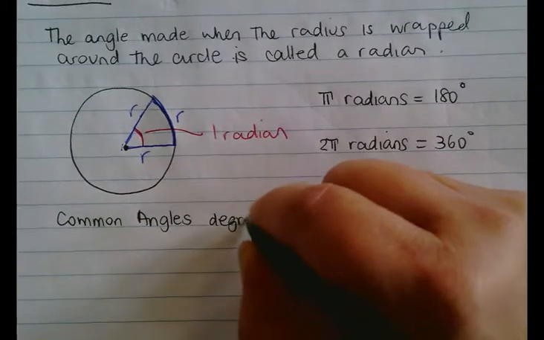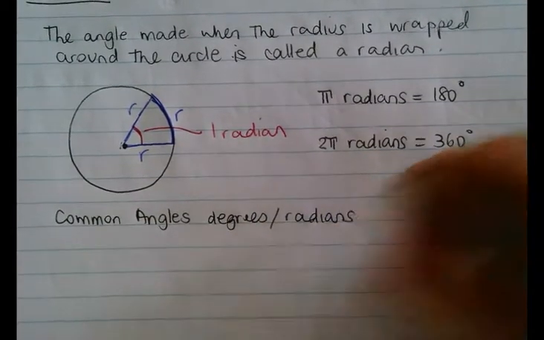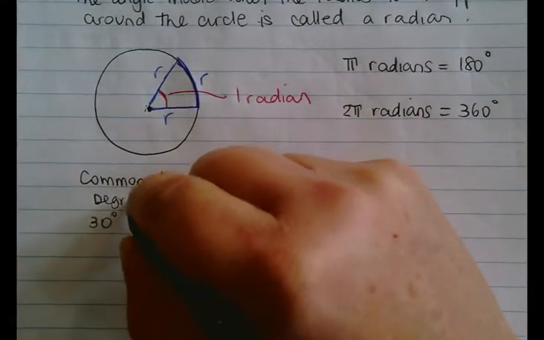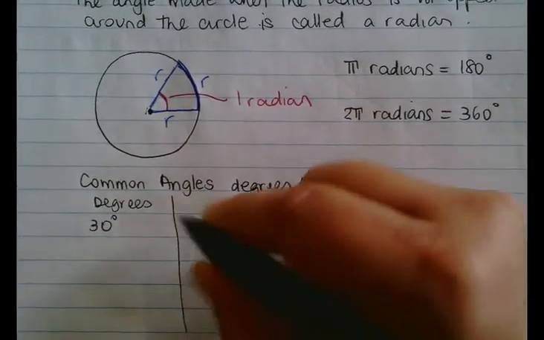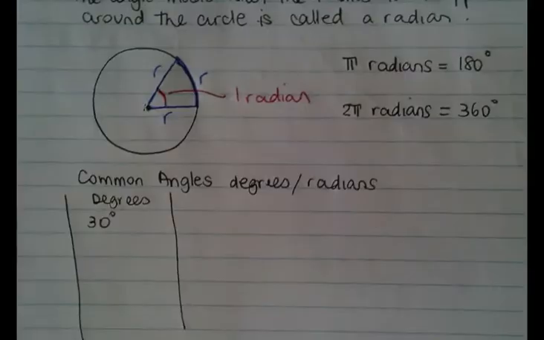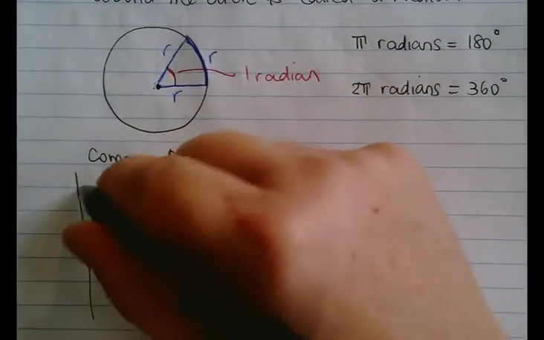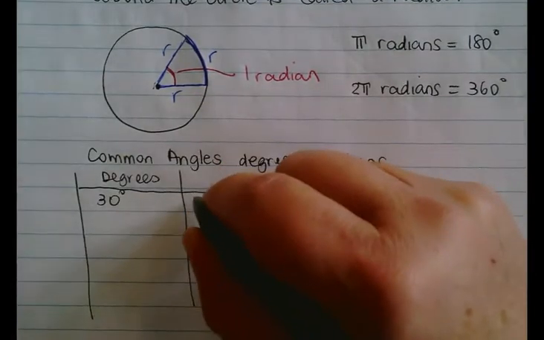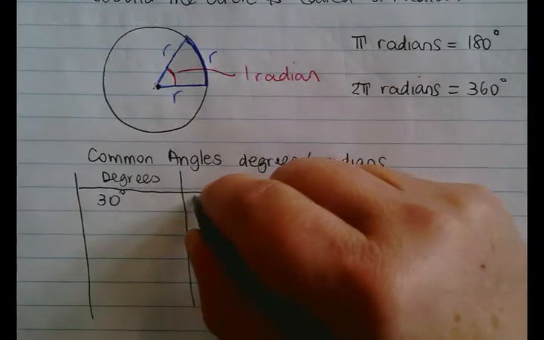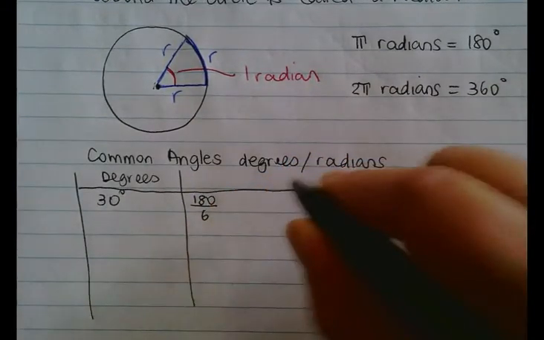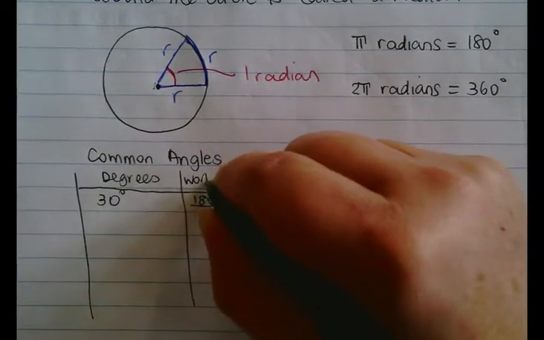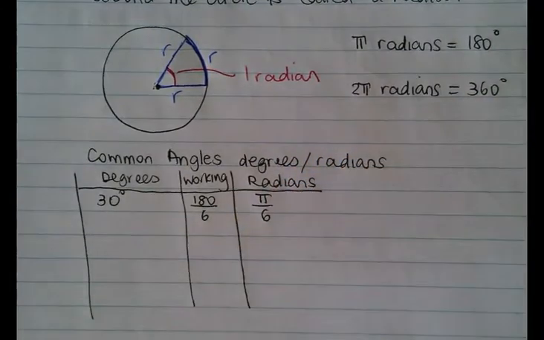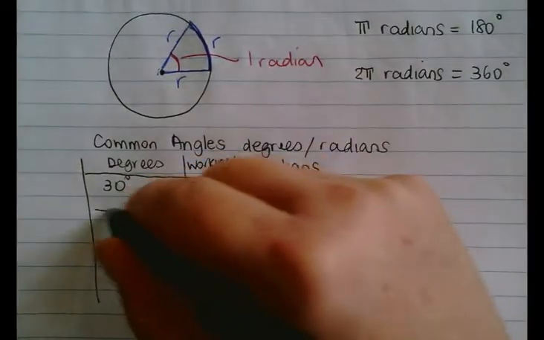Okay? Common angles in degrees and radians. So, just a little table. For example, 30 degrees, because you think to yourself, how do I make 30 out of 180? Isn't it 180 divided by 6? Do you get that, girls? So I say to myself, 30 degrees, I know in my head that that's 180 over 6. So I'm just going to put that little working column. But in radians, it's pi on 6. You okay with that? So 30 degrees is pi on 6 radians.